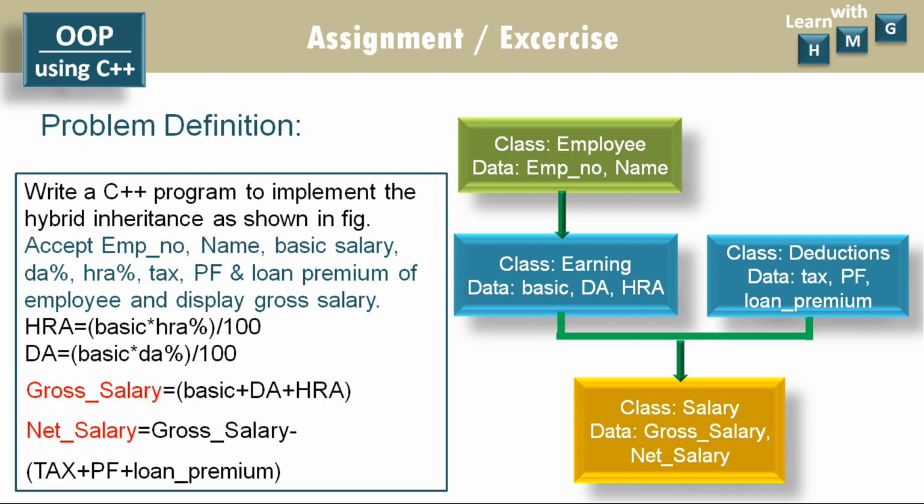So your formula for gross salary is equal to basic plus DA plus HRA. So this DA and HRA is not percentage, this is amount, that is a percentage, DA percentage of basic salary and HRA percentage of basic salary. Then net salary is to be calculated as gross salary minus all the deductions, that is tax plus PF plus loan premium. So this amount will be deducted from the gross salary, you will get net salary.